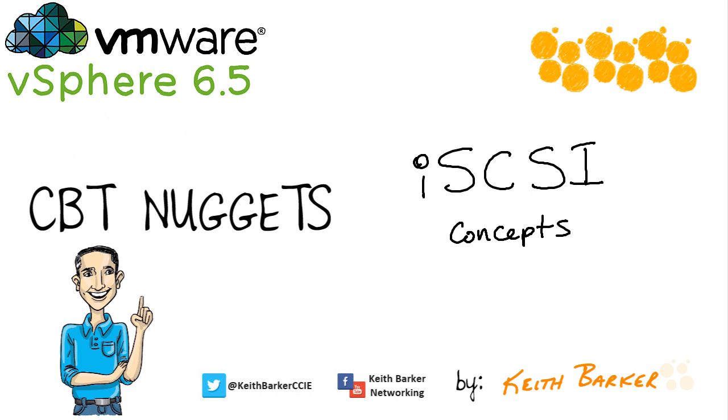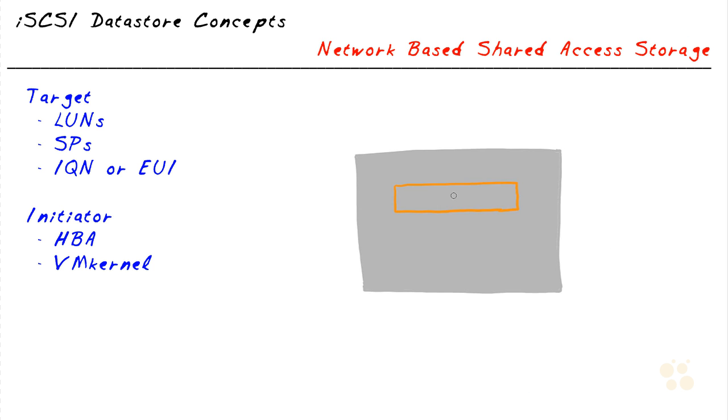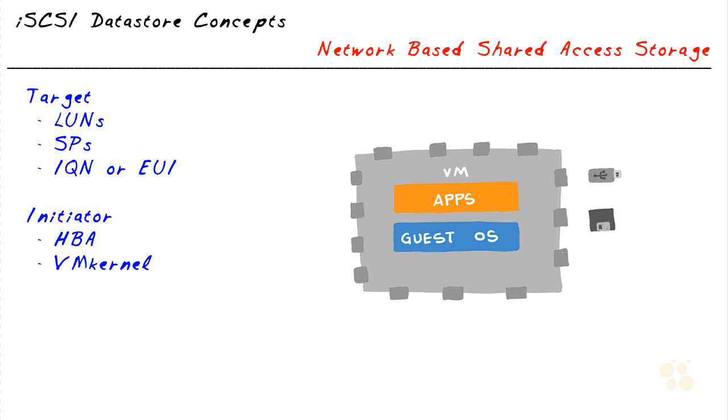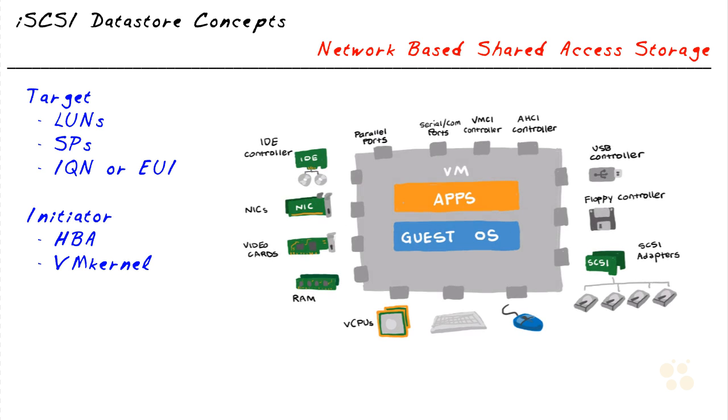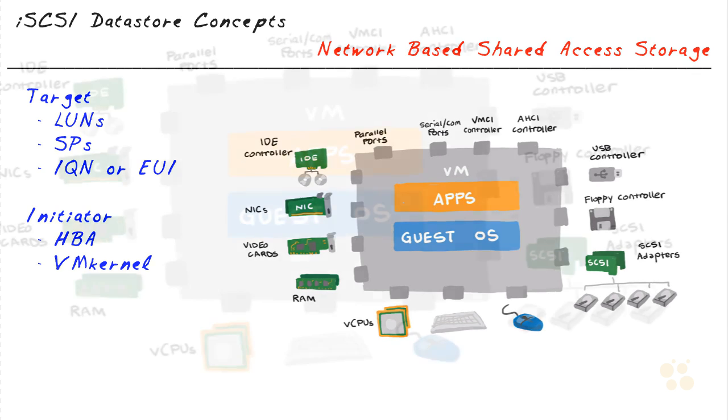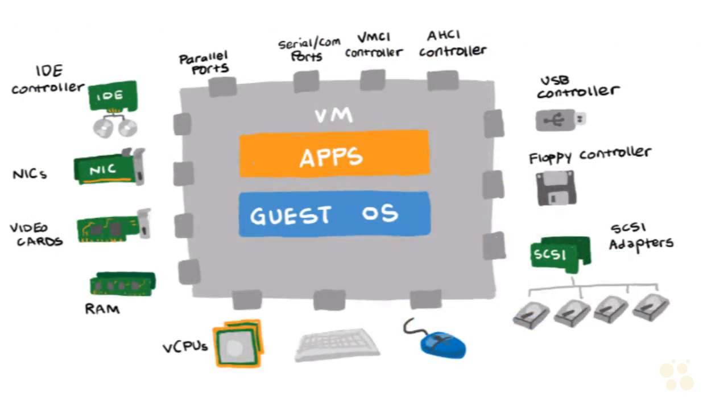iSCSI Datastore Concepts. Let's begin. In our journey so far through this course, we've identified a lot of really cool features regarding virtualization, including the fact that we can create a virtual machine where it thinks it has network adapters and video cards and hard disk drives, and all of that environment, everything that virtual machine thinks it has, is provided to it by the hypervisor. And in a vSphere environment, that hypervisor is the ESXi host or hosts.